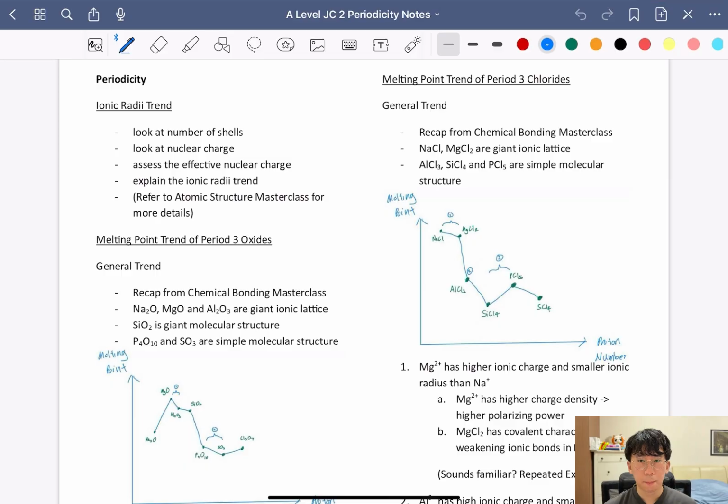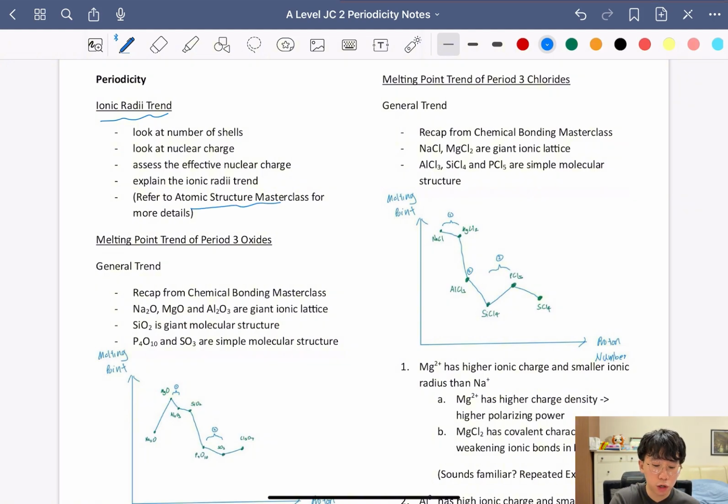Periodicity is all about trends that we can follow within the periodic table itself. Now, we've run through some of these trends already. For example, when we look at ionic radii or atomic radii, we always want to look at several of the factors that we've already run through before in my atomic structure masterclass.